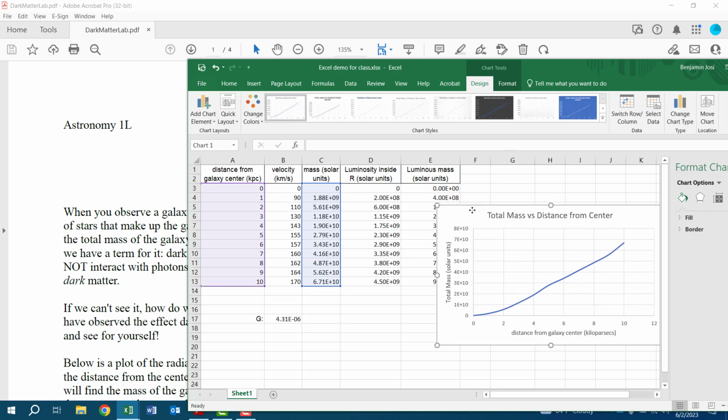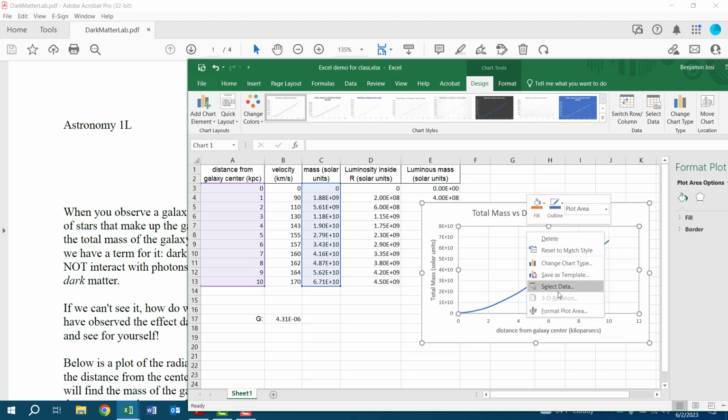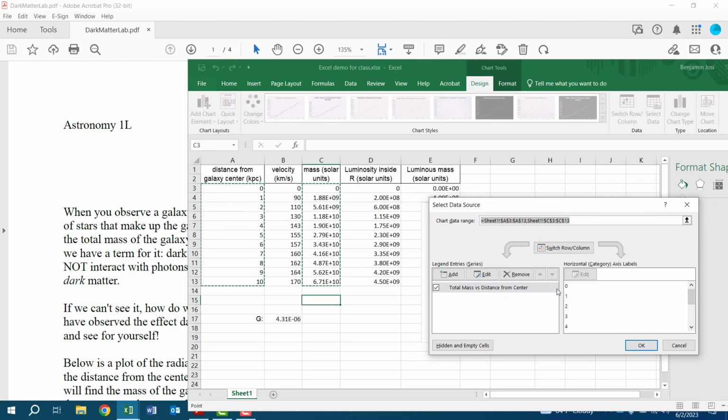The lab manual is also asking you to plot on the same graph just the luminous mass versus distance, because that will allow you to compare the two visually. So to do that, you can right-click in the plot area. Don't right-click on a point itself. And go back to Select Data. Actually, I don't think it matters where you click. We want to add another data series. And I'm going to anticipate here. I need to click and drag across this column, and my window is kind of blocking it.